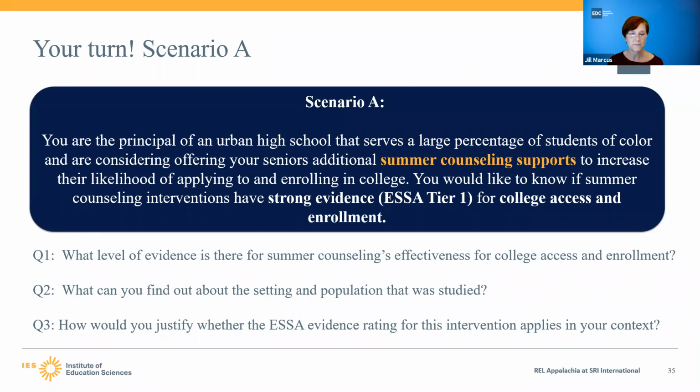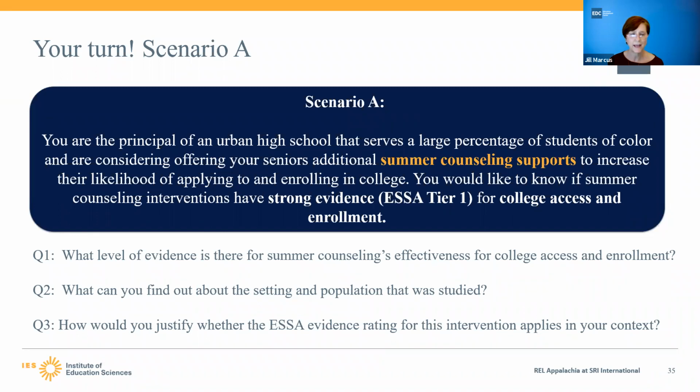colleagues. If you clicked the link for that study and found the Sample Characteristics tab, then you found the answer to question 2. What can you find out about the setting and population that was studied? The answer is 58% female, 43% Black, 13% Hispanic, suburban and urban, Georgia and Massachusetts, etc. And 85% of the Boston sample completed the Free Application for Federal Student Aid, the FAFSA, and so forth.